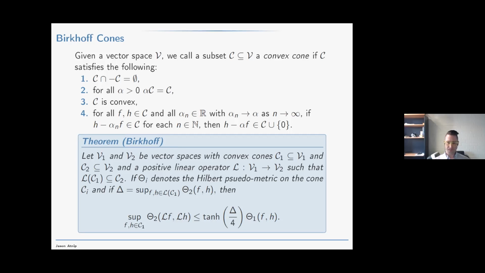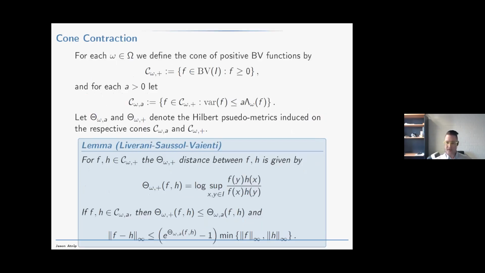So this is going to be super useful, but we would like to go a step further. We would like to get this exponential contraction in terms of the sup norm rather than these Hilbert pseudometrics. And we can get that using a result of Liverani, Saussol, and Vaienti. Down here at the bottom, we see that the sup norm distance between F and H is going to be less than the exp of the theta A norm of F and H minus 1. That's how we can translate that Birkhoff result to actual distances of our functions in terms of the sup norm.